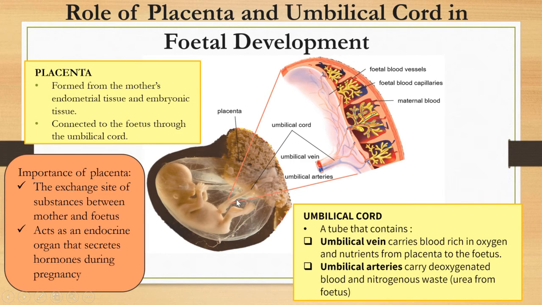Before that, we go to the placenta. The placenta is formed from the mother's endometrial tissue and the embryonic tissue. This refers to the embryonic tissue, and this refers to the endometrial tissue. The placenta is connected to the fetus through the umbilical cord.